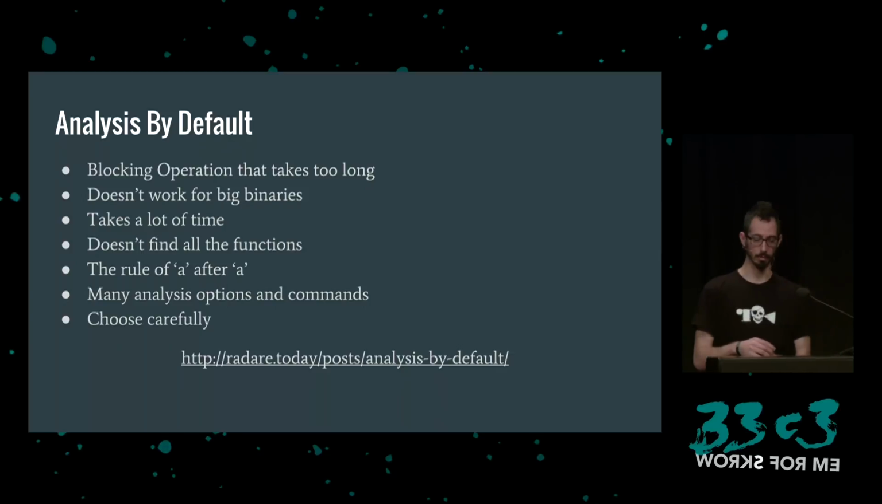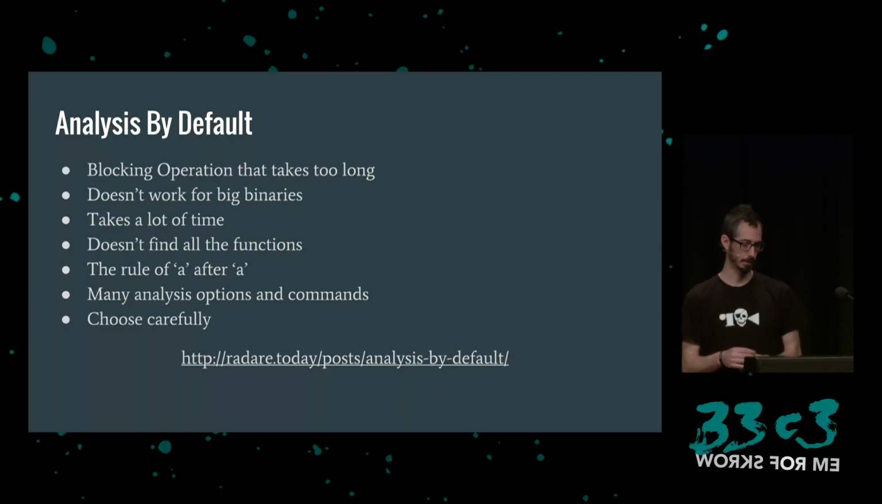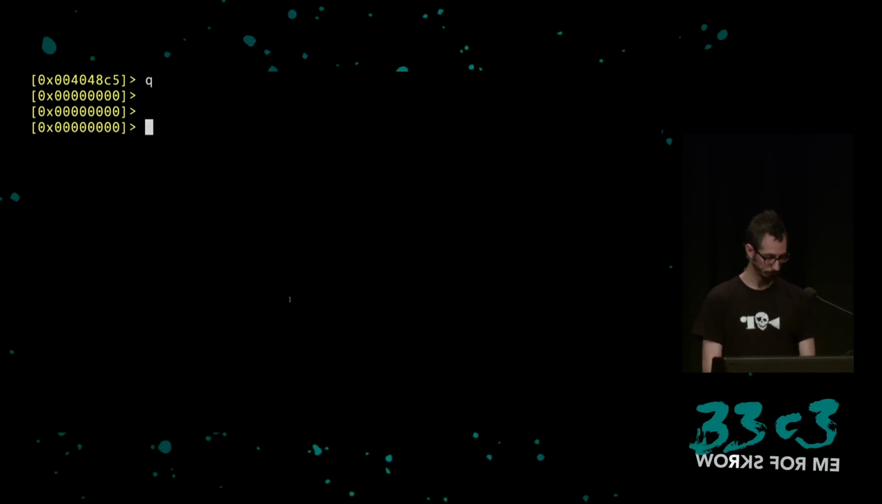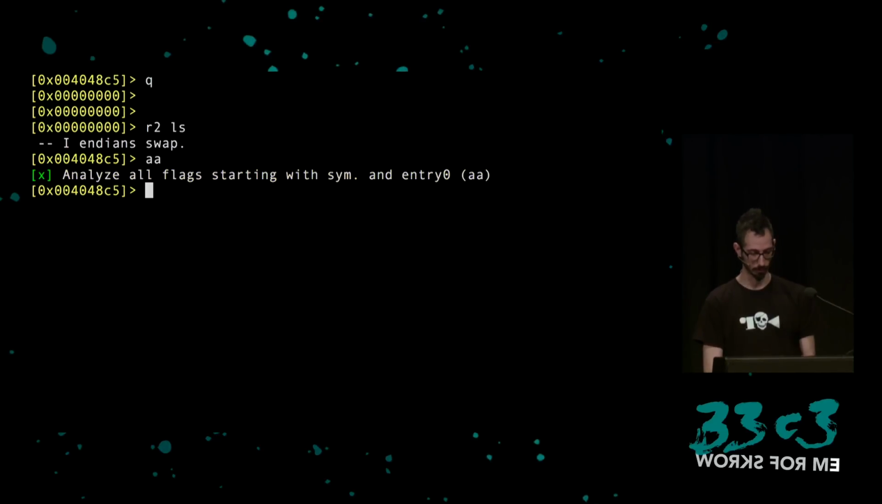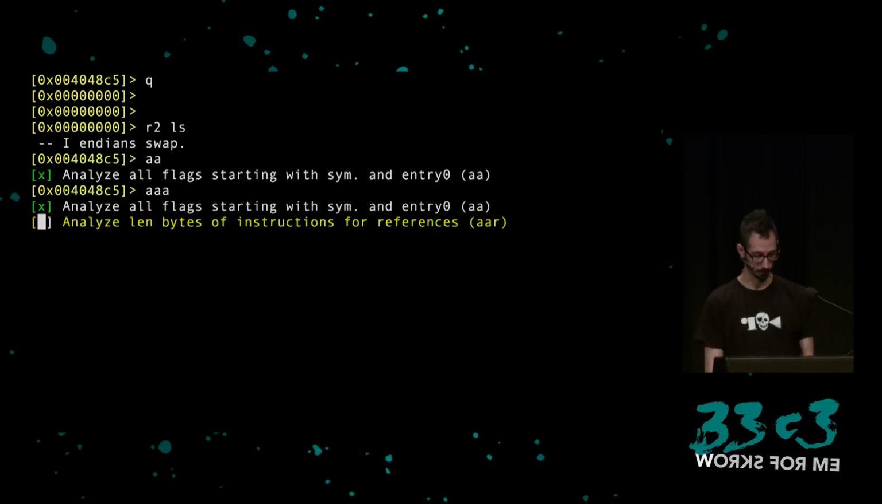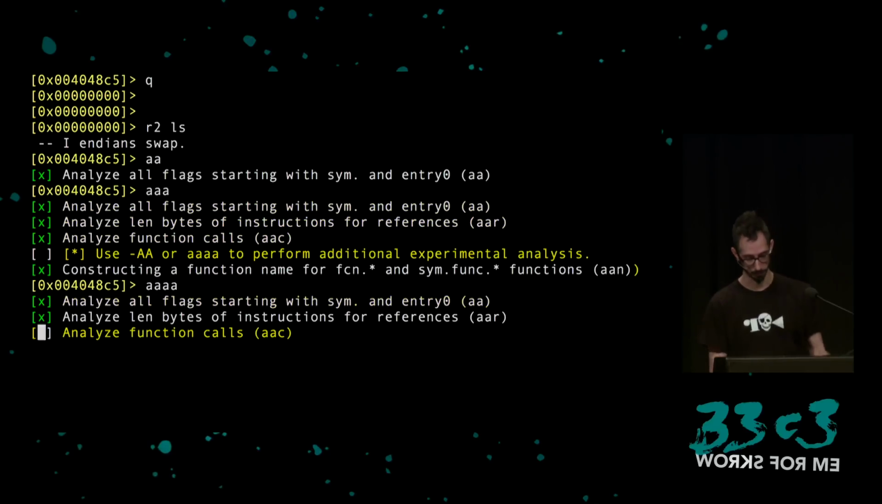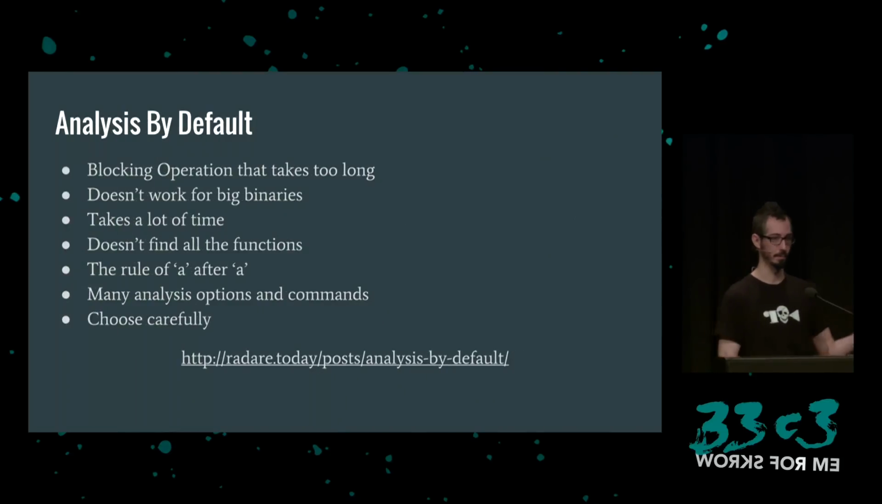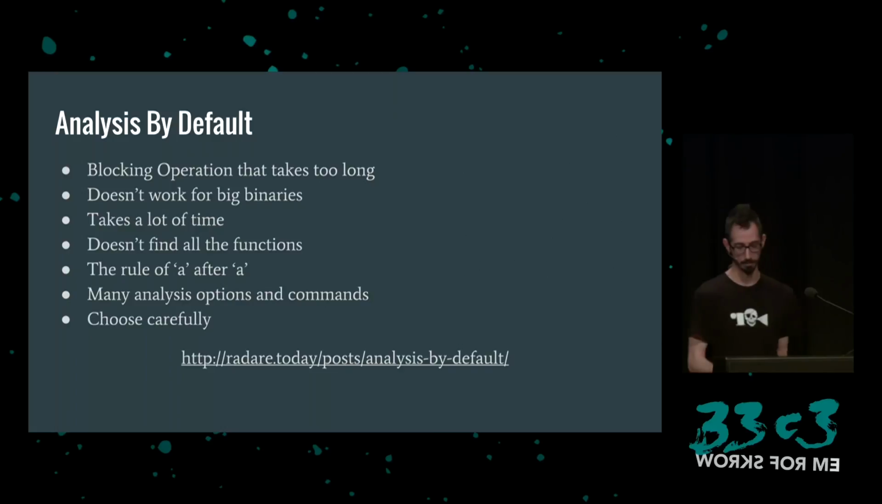It's sometimes not able to find all the functions. And there is the rule of adding more a's at the end of aa. So if you use the aa command like this, you will analyze all the symbols. If you add another a, you will do more analysis, and you add more a's, you will get more things. So people at the end start adding more a's in order to get more analysis, and this is probably not the best way for making analysis.